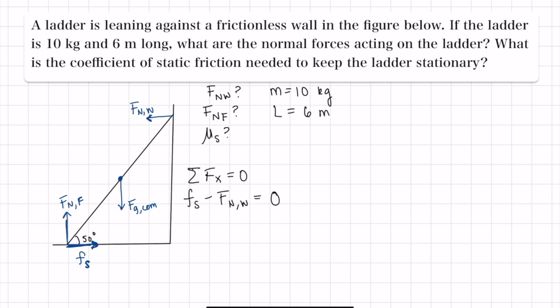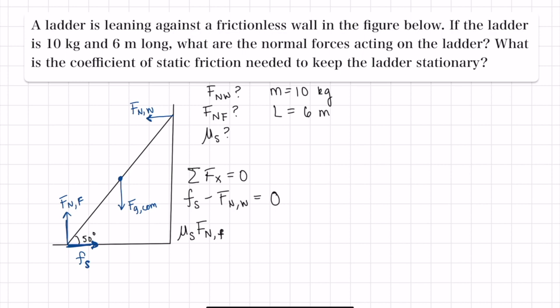We can substitute in that the force of static friction is going to be the coefficient of static friction times the normal force of the floor. I also will note here, just because you can sometimes have problems that are similar to this, but the wall does have friction and the floor has friction. Just remember that the frictional forces for each surface are going to be equal to the coefficient of friction for that surface times the normal force being exerted by that surface.